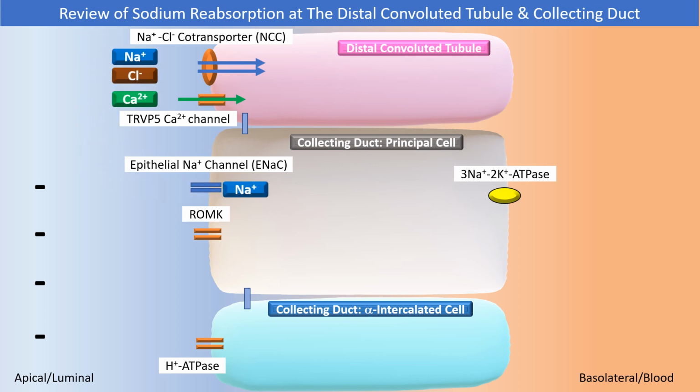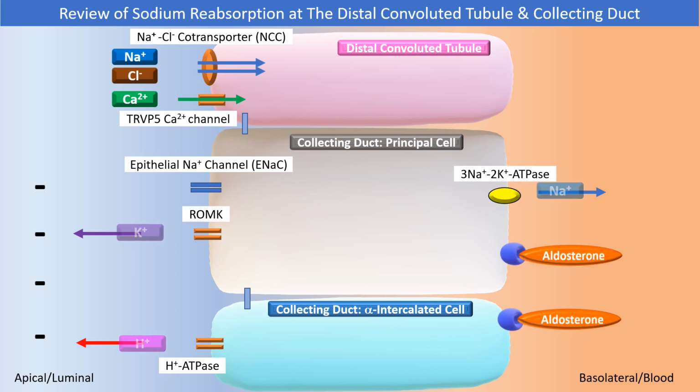Sodium not reabsorbed at the distal convoluted tubules may get reabsorbed downstream at the collecting duct via the apical epithelial sodium channel (ENaC) in principal cells. Here, sodium reabsorption occurs in exchange for potassium secretion. Sodium entry at the principal cells creates a negatively charged lumen that also favors hydrogen secretion from alpha intercalated cells. Sodium reabsorption and potassium and hydrogen secretion are stimulated by aldosterone upon binding to mineralocorticoid receptors on principal and alpha intercalated cells.